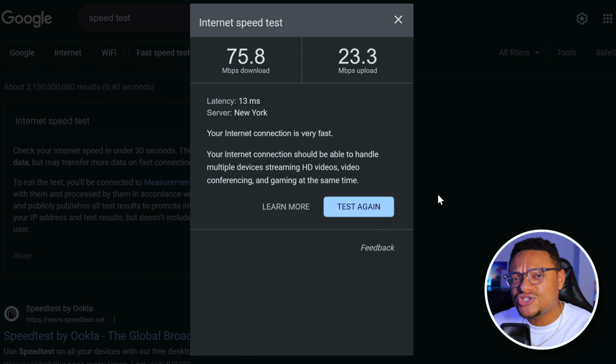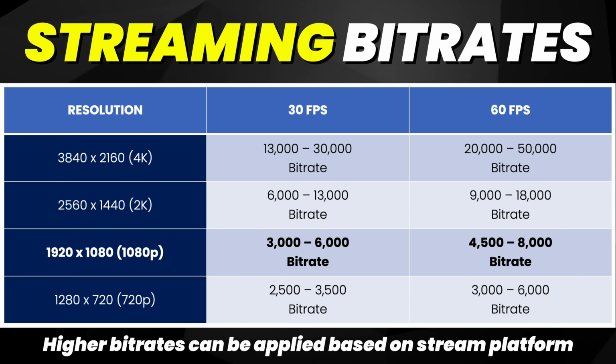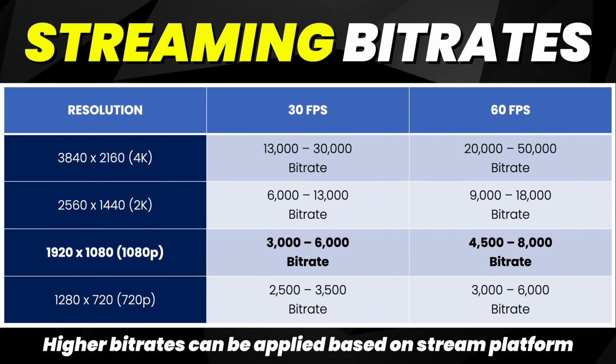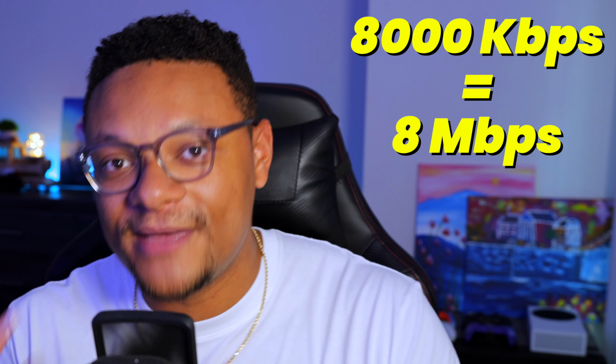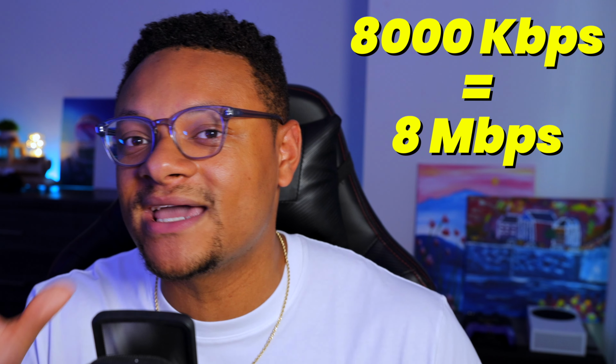I'm clocking in about a 23 megabit per second upload speed, so if we compare that number to this bitrate stream guidelines chart that I put together, we can see that I can stream up to a 2K 60 FPS quality pretty freely. So if you're gonna be streaming in an 8,000 kilobit per second bitrate, that means you need to at least have a 10 megabit per second upload speed. That way you have a little bit of buffer between your 8 meg and 10 meg upload speed so that if your bitrate fluctuates, you'll be okay and your stream won't go down.